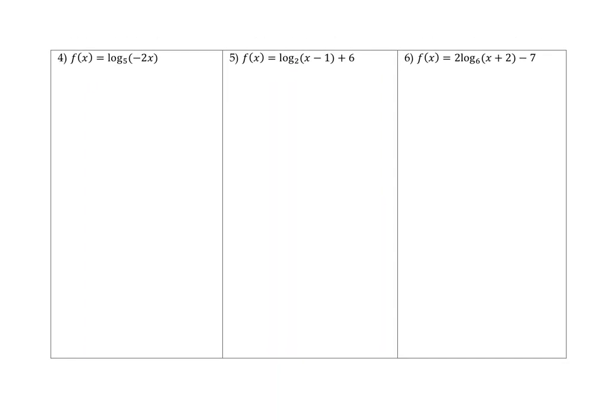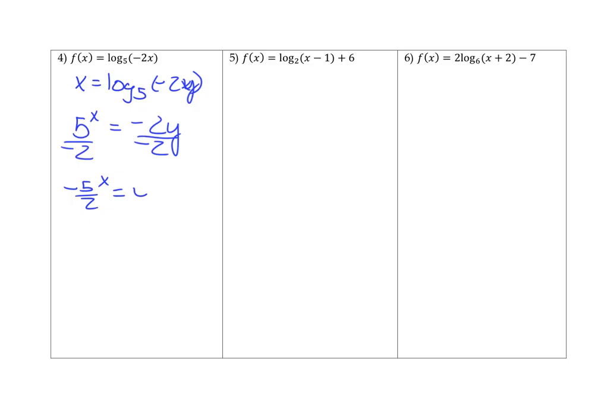Okay, so this next one, same thing. I'm going to put x in place of the y, and then log base 5 of negative 2x. That negative 2x is the whole argument, so I can't break it apart. So I'm going to go straight to exponent form. So 5 to the x equals negative 2y. Oh, that should be a y, sorry. Now I'm going to divide by negative 2, and I'm going to get negative 5 over 2 to the x power equals y.